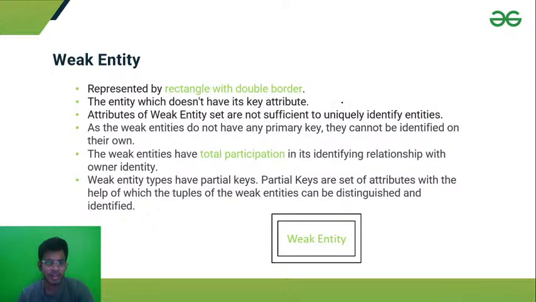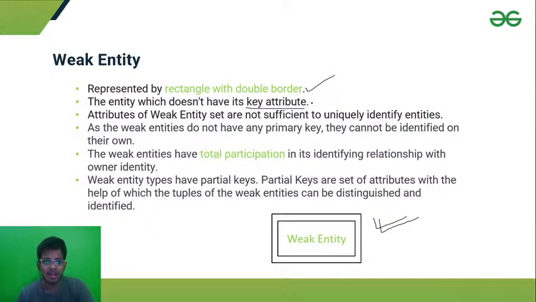So then coming to weak entity, what is a weak entity? As the first line says, a weak entity can be represented with a double rectangle, or a rectangle with a double border. So here is the representation. The next line says it does not have a key attribute, right? So a weak entity does not have a key attribute, or a primary key. So we can say we cannot distinguish it from other entities or from other objects.